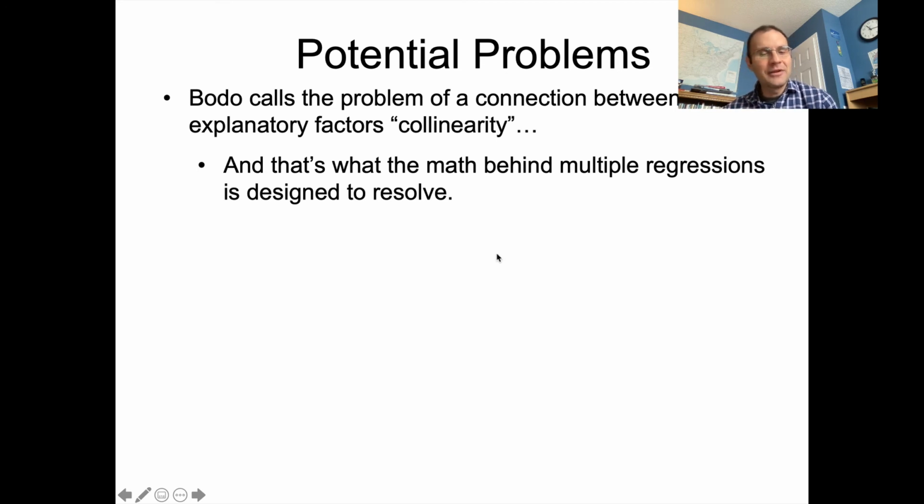But that math behind multiple regressions is designed to sort of resolve this colinearity problem, that there are meaningful correlations between different explanatory variables. So if you put them both in there, it's overkill. You're kind of being a bit redundant by creating that big of a model, sort of.